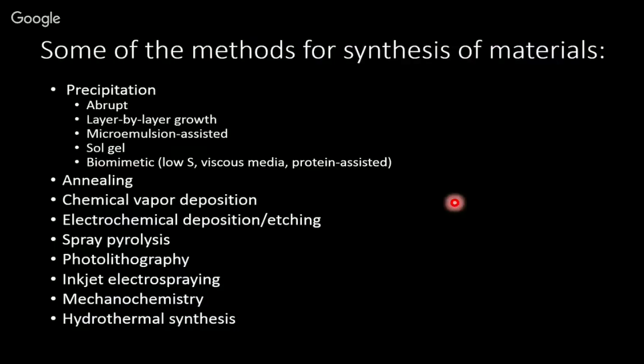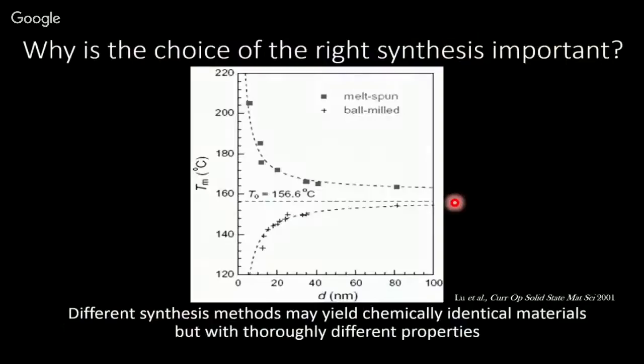So there are different ways. There are different types of precipitation. I listed a couple of them. There's a simple abrupt precipitation where you just mix the chemicals. You have one solution and another solution. You pour one into the other, and that's it. Extremely simple. Can't be simpler than that. And then you have layer by layer growth, which is something more complex, where you have a surface. It's more controlled surface growth. Then you have microemulsion assisted. I'm going to mention that as well, and solid gel. But let's go slowly.